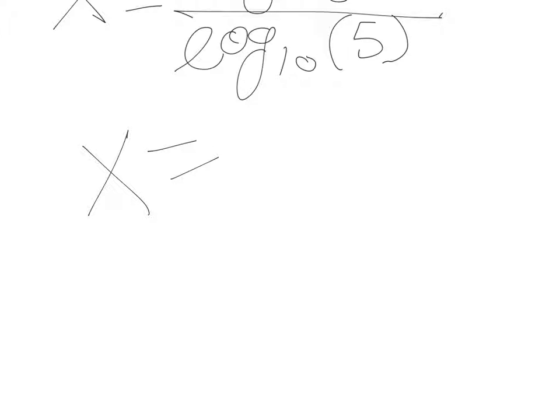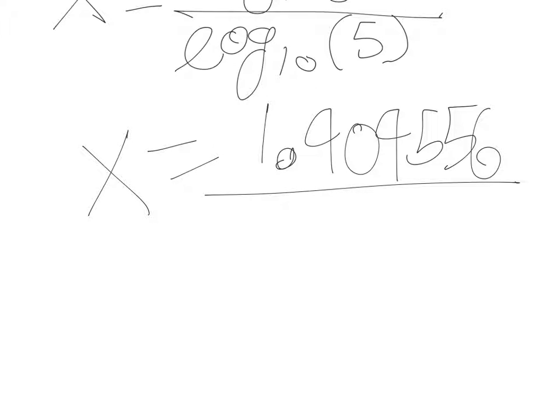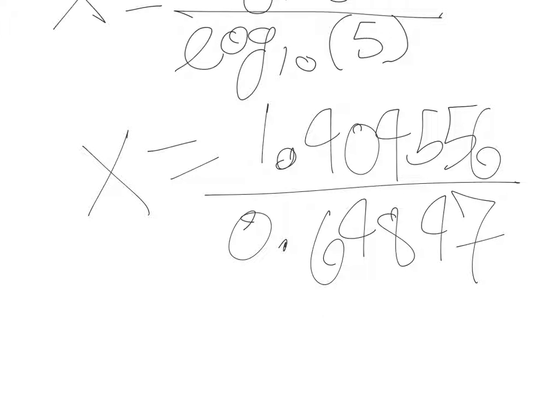At this point, we're just going to pull out our calculator and finish this problem up. So when I do log of 81.2, I'm going to get about 1.909556. When I do the log of 5, I'm going to get about 0.69897. And then I just simply do that division. So I'm going to do 1.909556, and I'm going to divide that by 0.69897.